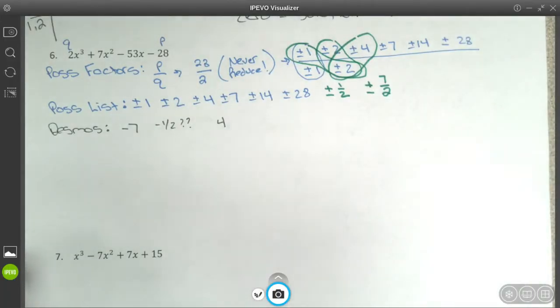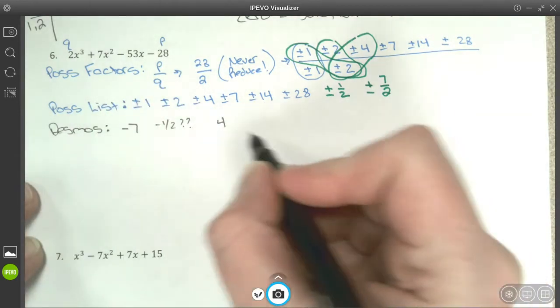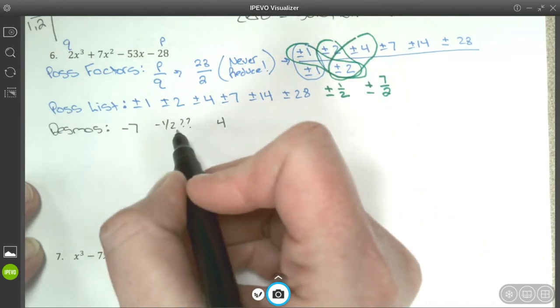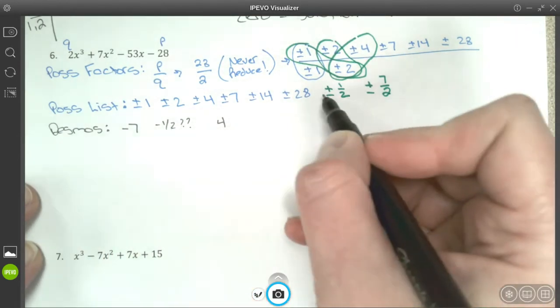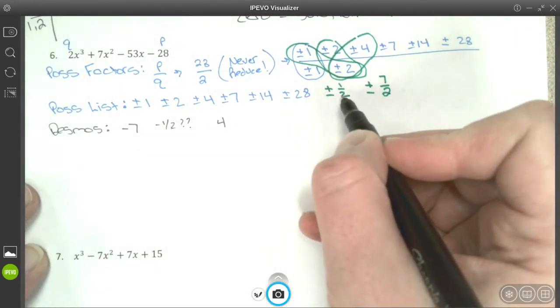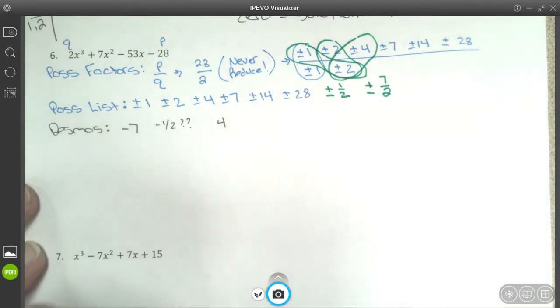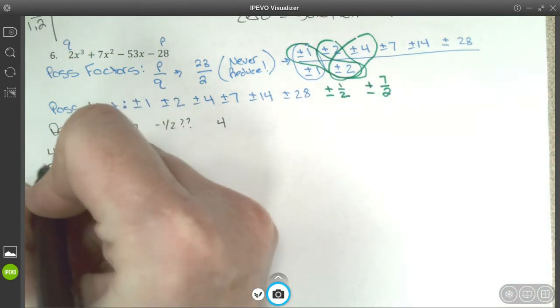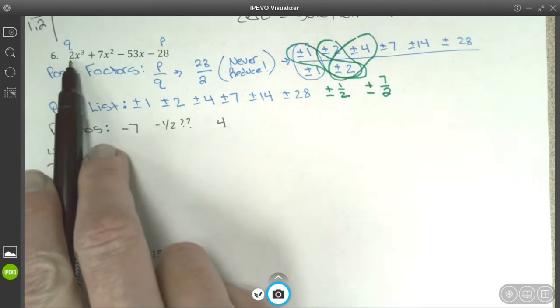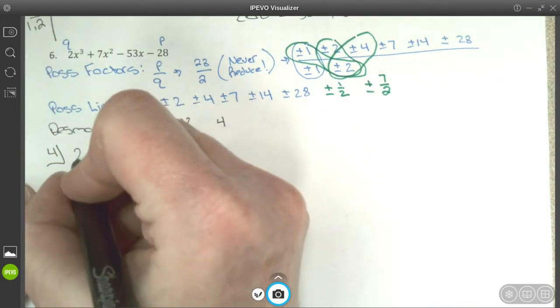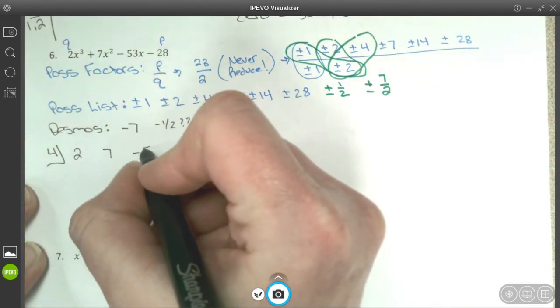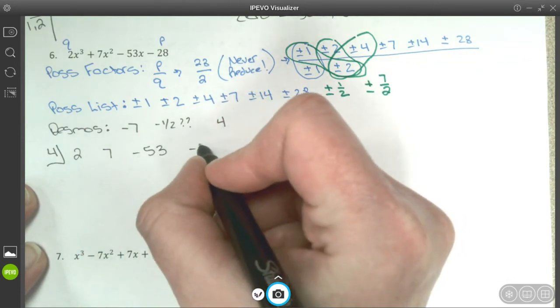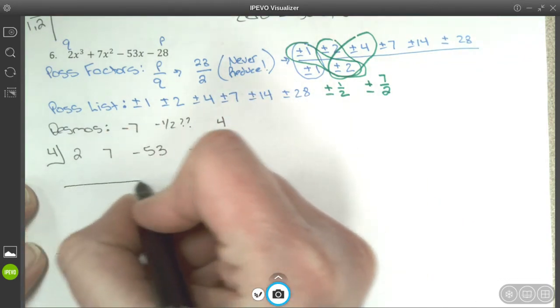So the first thing I'm going to do is run synthetic division. And I like starting with my positives first. I'm definitely not going to choose 1/2, although it looks like that is a possibility from my list. So it's probably good. All right, do you need filler zeros? No. 2, 7, -53, and -28.